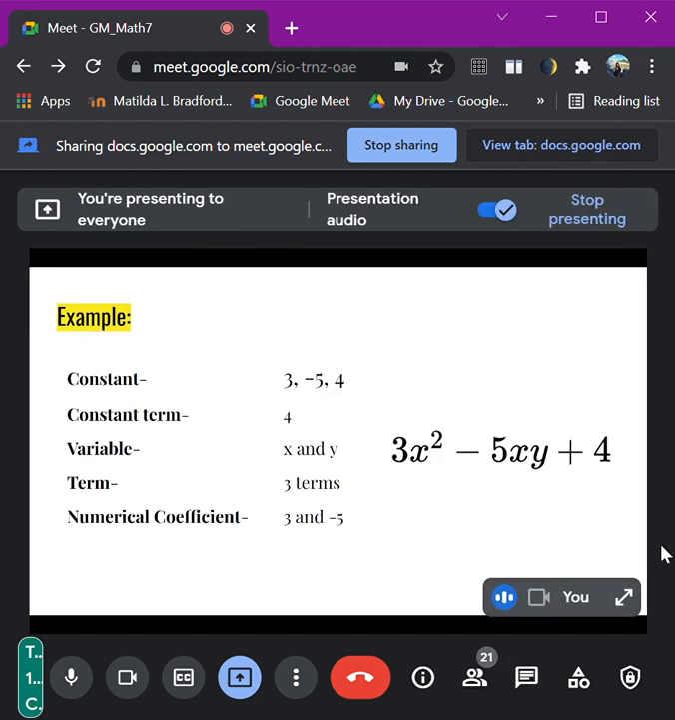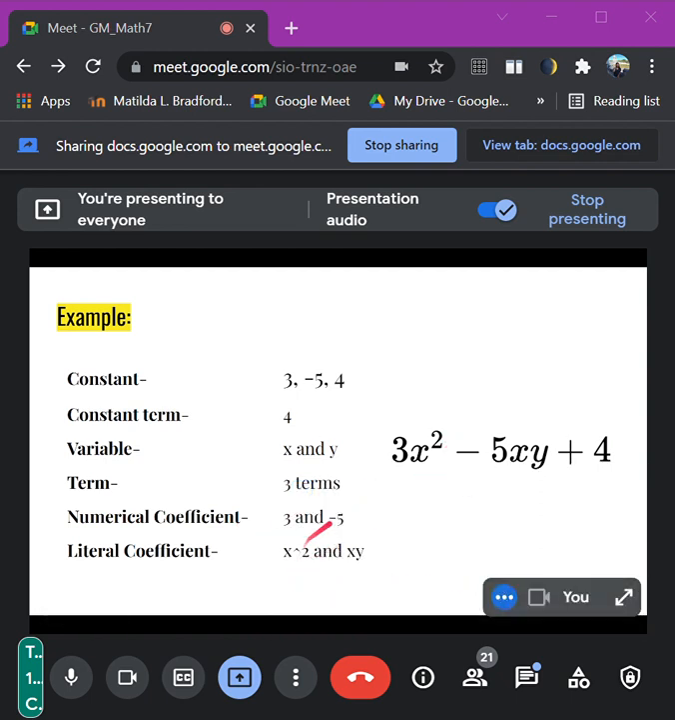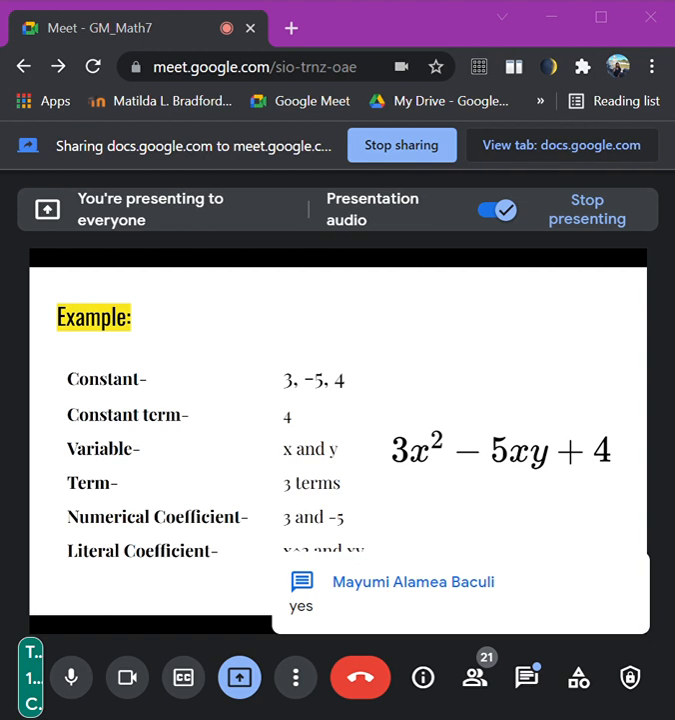Okay? So, let me just give one. So, we have here the literal coefficient, class. We have x raised to 2. It is beside our numerical coefficient, that is x squared. I told you earlier, what is beside your 3 is x squared. What is beside your negative 5 is xy. So, those are your literal coefficients. Got it? Isn't it easy? We already know them all? Yes, sir.